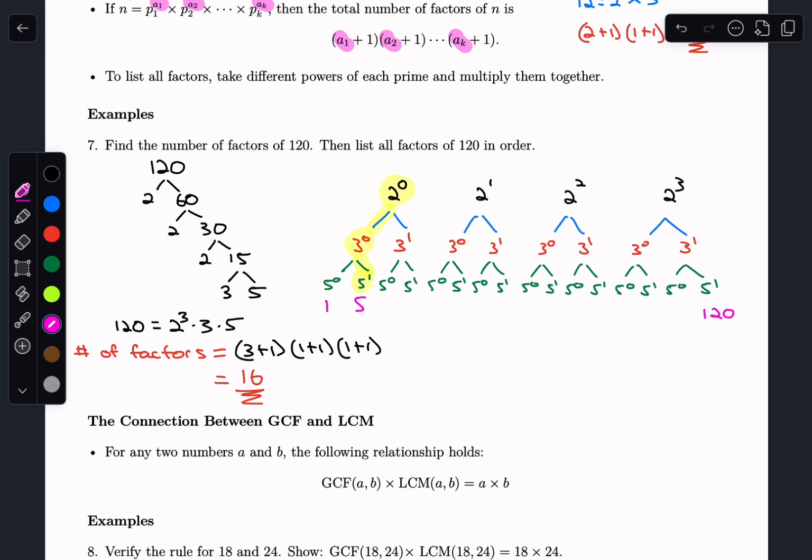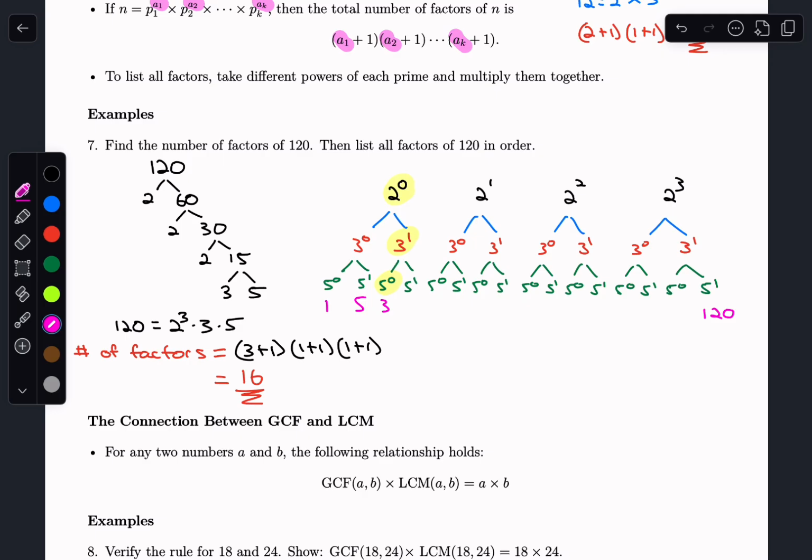Okay. Then I move on to a new branch. So let me delete my highlighting. I'm only going to highlight one more, and then we'll do these without all the highlighting. So one more branch to the side. We have 2 to the 0 times 3 to the 1. And then if I go left on the green fork, 5 to the 0. 2 to the 0 and 5 to the 0 are both just 1, but 3 to the power 1 is 3. So when I multiply these all together, I get 3.